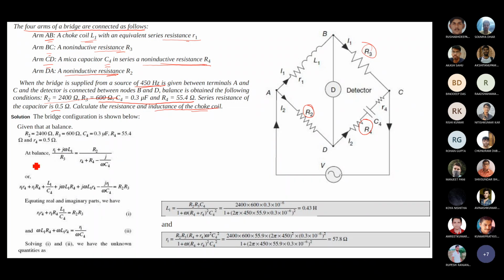As simple as that, you get the balance condition. Here you have to use the balance condition and realize the circuit. You know the condition Z1 Z4 equal to Z2 Z3. From there you are going to find the unknown quantities. The unknown values you are able to find are L1 and R1. You get the two values, just for calculations, nothing else.